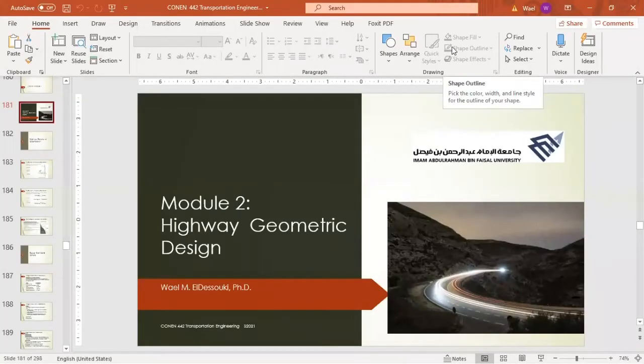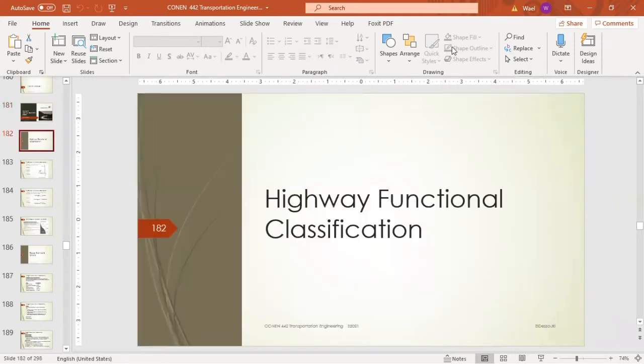Okay, welcome to Transportation Engineering. Today we are going to start on Module 2, which is basically highway geometric design. First, we are going to start with the highway functional classification.